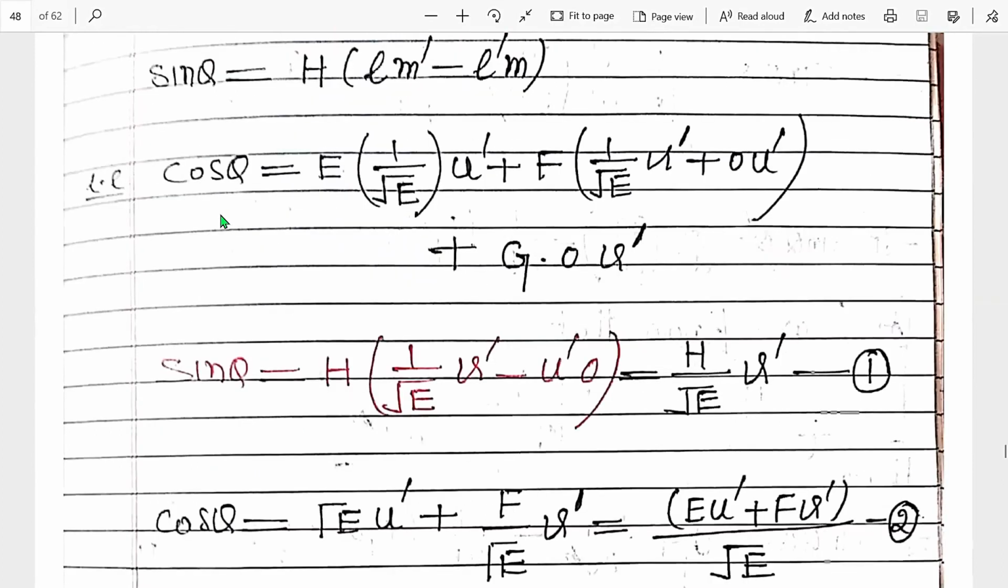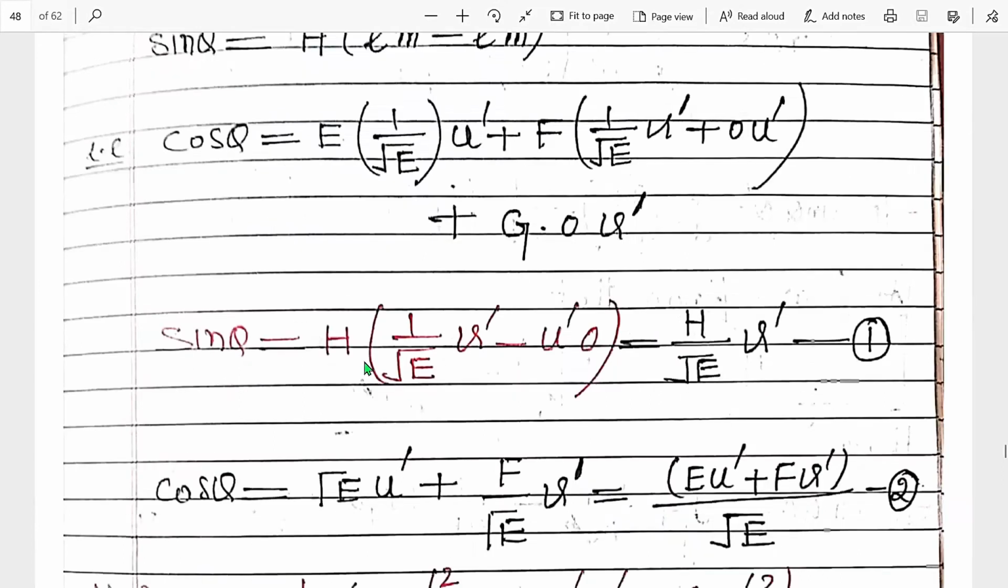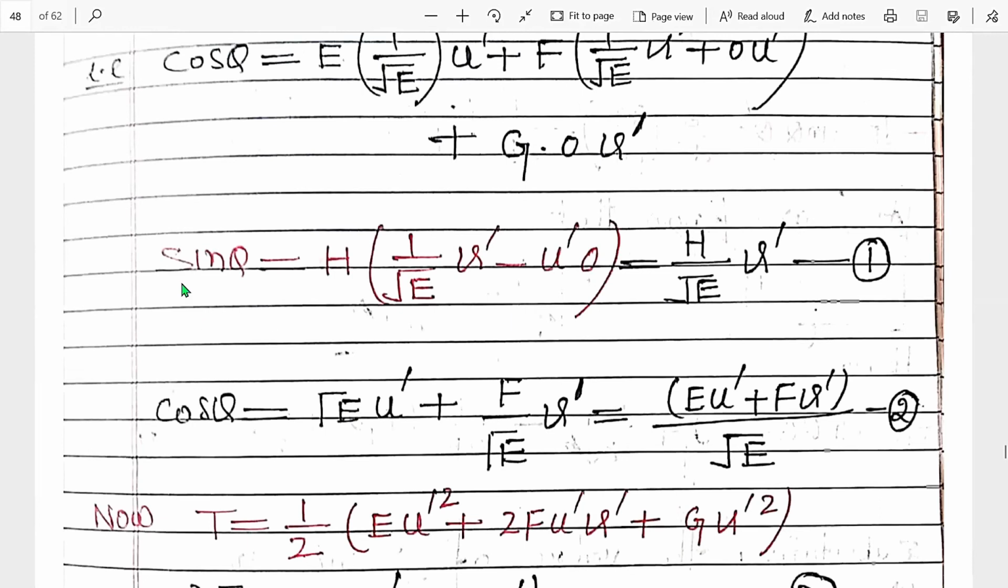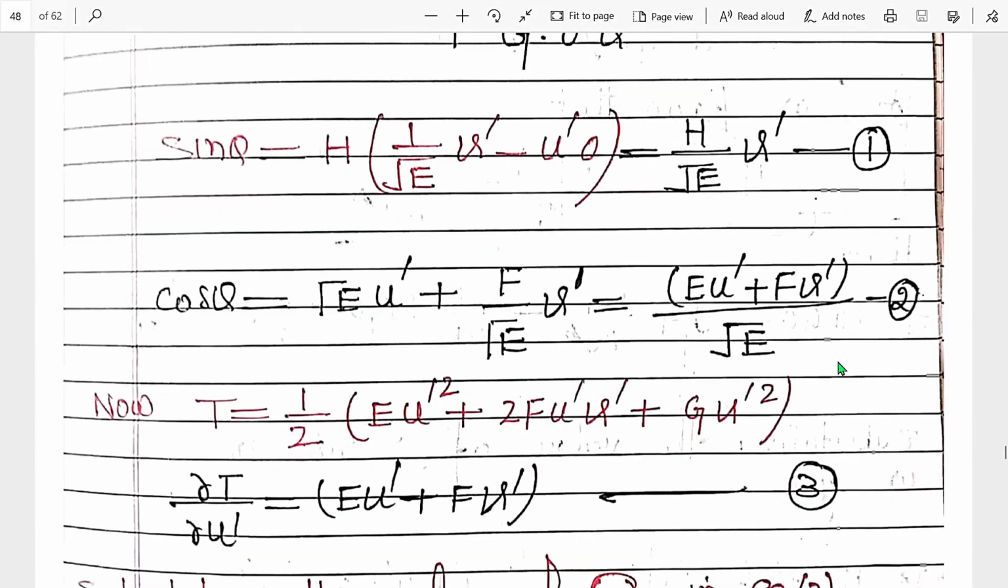So when we substitute those values, we get cos theta and sine theta. Sine theta is equal to this value, which is written in equation number 1, and cos theta is written in equation number 2, right? So on simplification, we get these values.